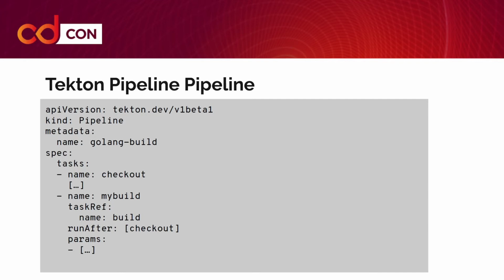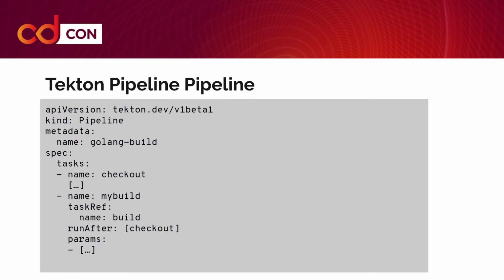Here I kind of ran out of space, so I didn't put them. And you're going to have the tasks. So here we have two tasks. The task named checkout, which will check out the code. So for example, it's going to take the git ref, the URL to clone.